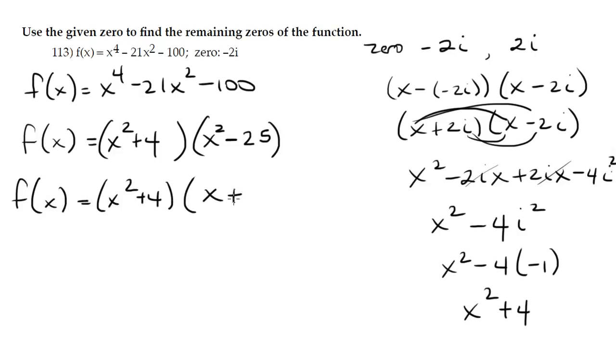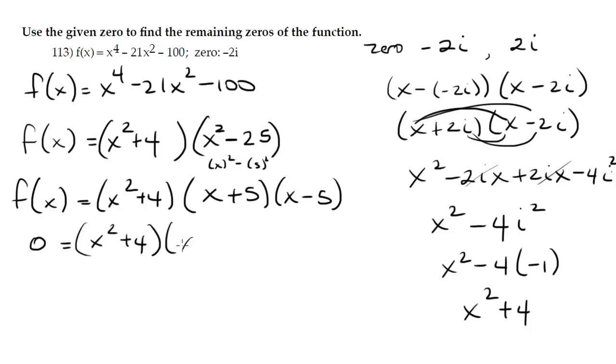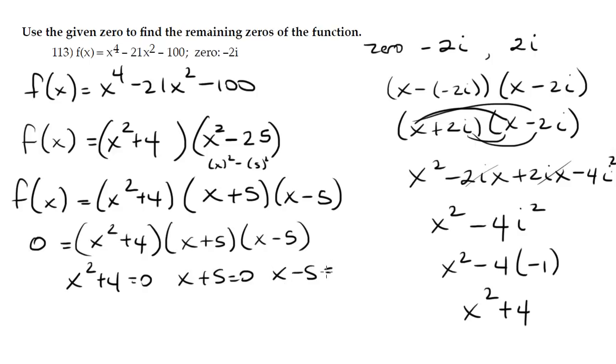I know this is x plus 5, x minus 5 all day. It's the difference of two squares, x squared minus 5 squared. I can factor that in my sleep. And I know if I set this equal to 0, x squared plus 4 equals 0, x plus 5 equals 0, x minus 5 equals 0.